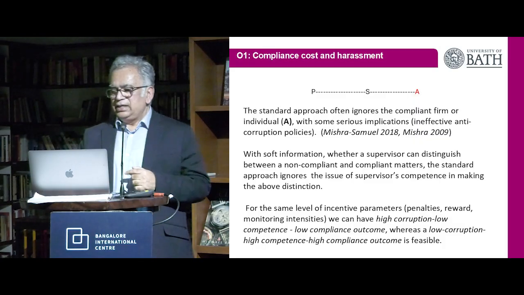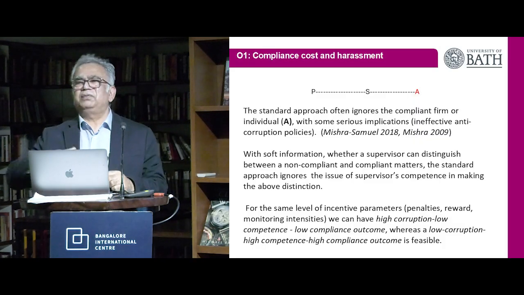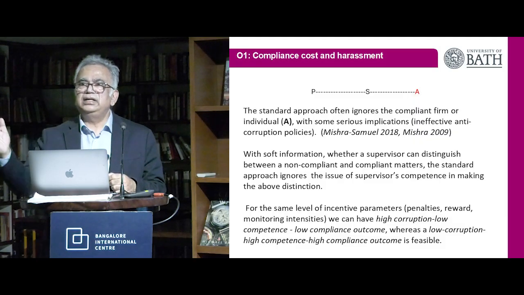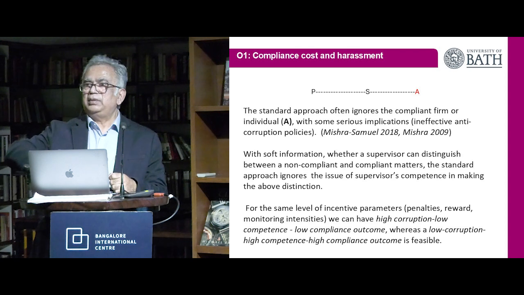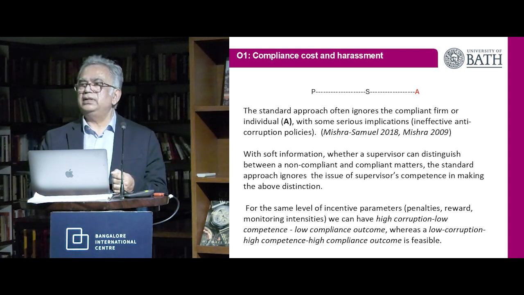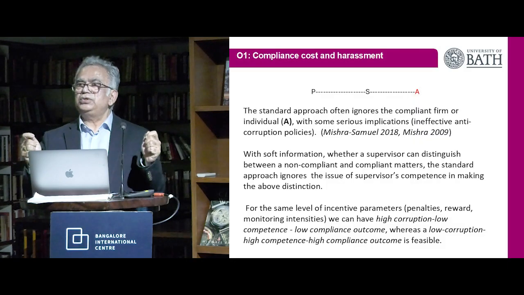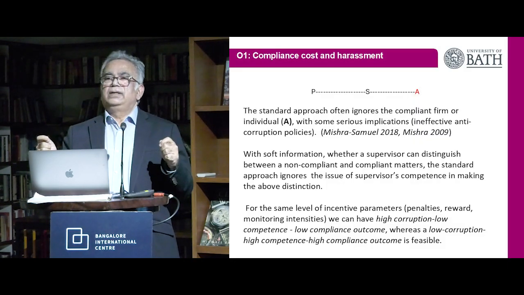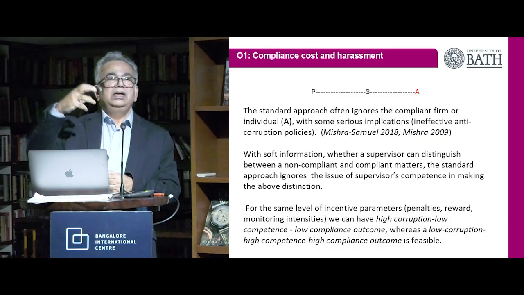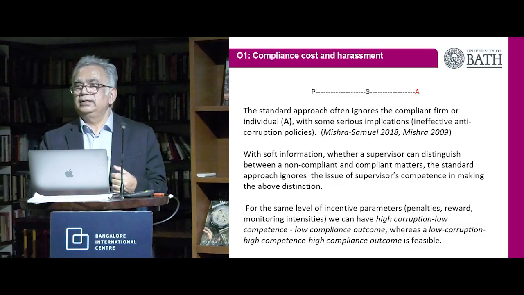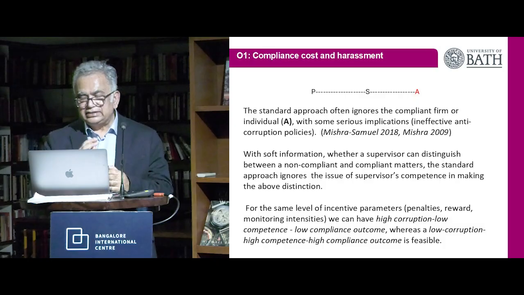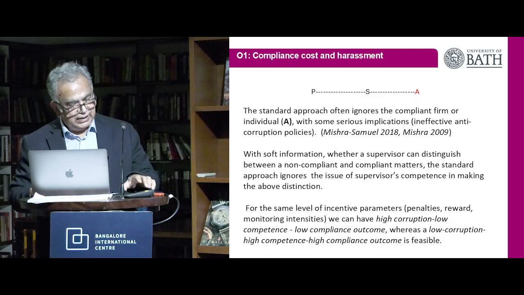So in that sense, forget your incentives, forget those probabilities of detection, the monetary technology, your rewards, your sanction rates, and stuff like this. If such a thing were to happen, depending on the extent of this kind of harassment, two societies can end up in two different situations. One could be a low corruption, high competence, high compliance state. Another could be exactly the opposite: high corruption, low competence, and low compliance. So that's a big problem.